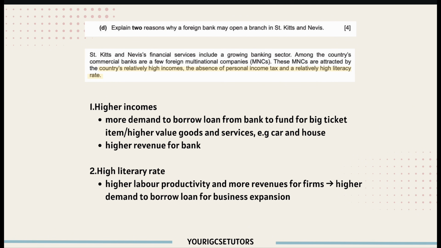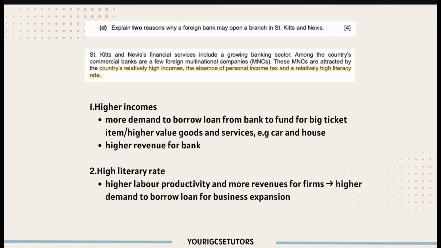First, higher incomes. When people have more income, they have more demand to borrow loan from bank to fund for big ticket item, or you can say that higher value goods and services, for example, cars and houses. So this creates a higher revenue for bank. This is the first reason.